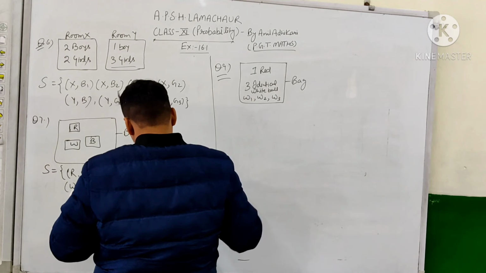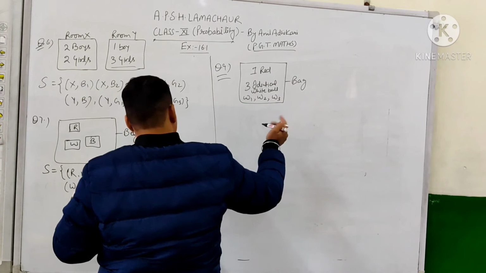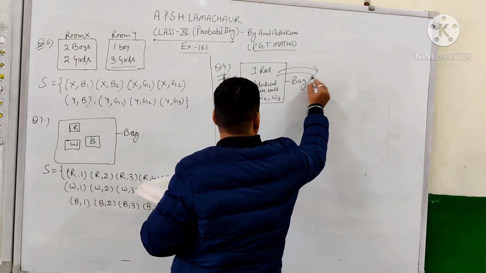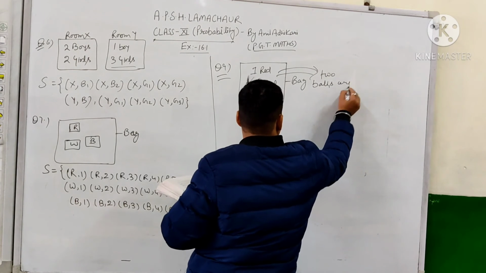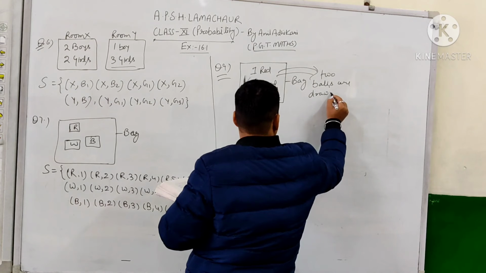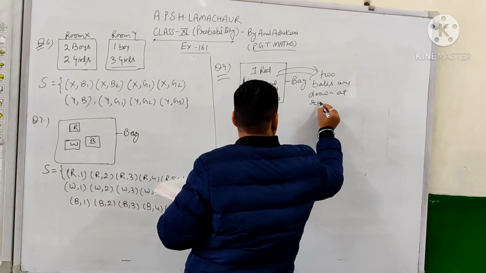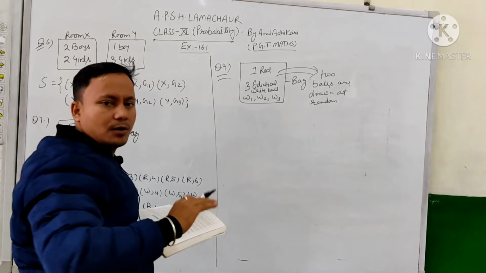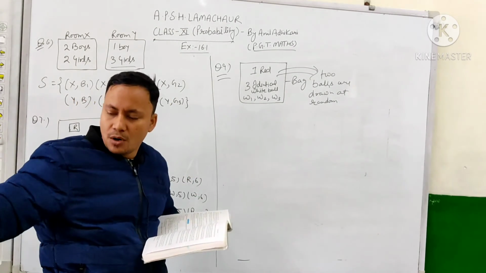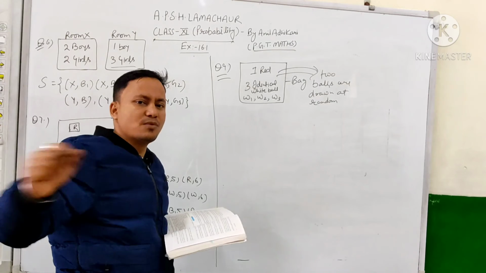Now 2 balls are drawn at random. We are drawing 2 balls at random. Dear student, here at random means without seeing, without watching in the box, we are just selecting 2 balls.